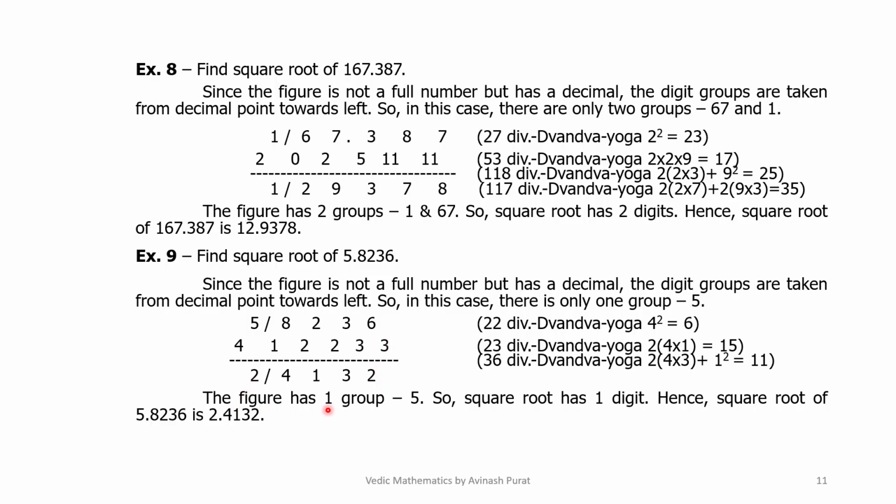Now the figure has one group, 5. So square root has one digit, hence square root of 5.8236 is 2.4132.